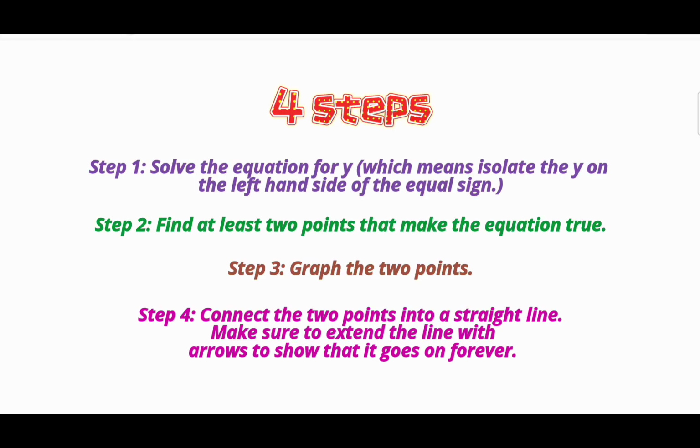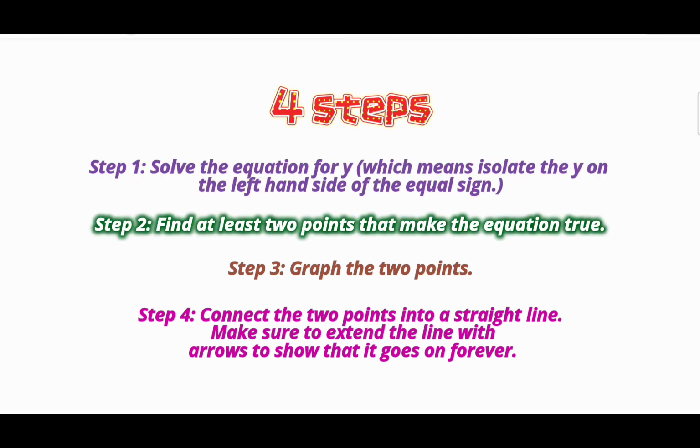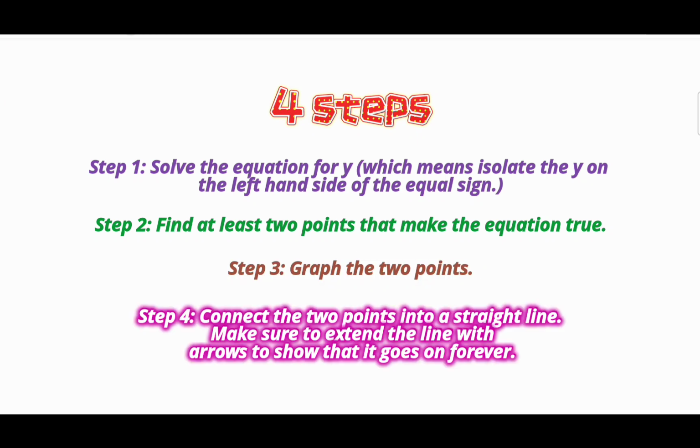Okay, to graph a linear equation, follow these 4 simple steps. Step 1. Solve the equation for y, which means isolate the y on the left hand side of the equal sign. Step 2. Find at least 2 points that make the equation true. Step 3. Graph the 2 points. Step 4. Connect the 2 points into a straight line. Make sure to extend the line with arrows to show that it goes on forever.